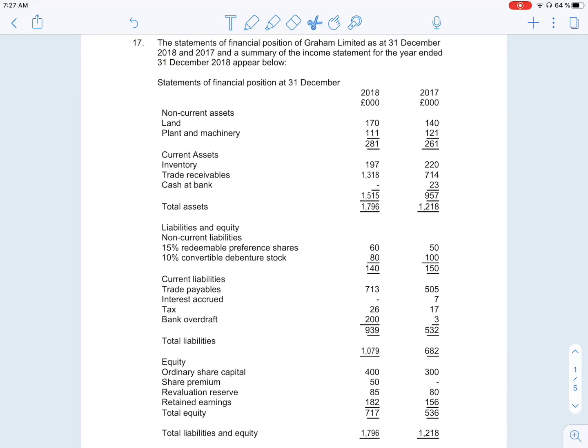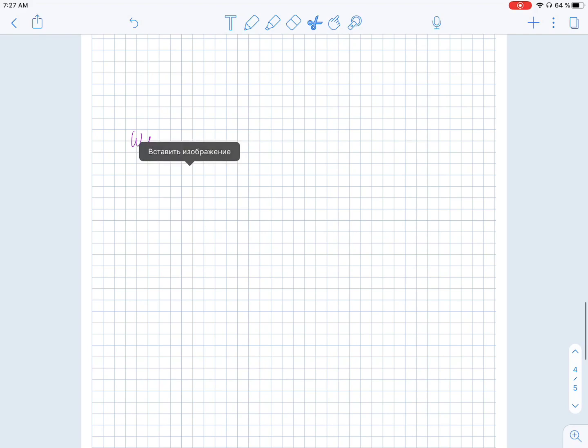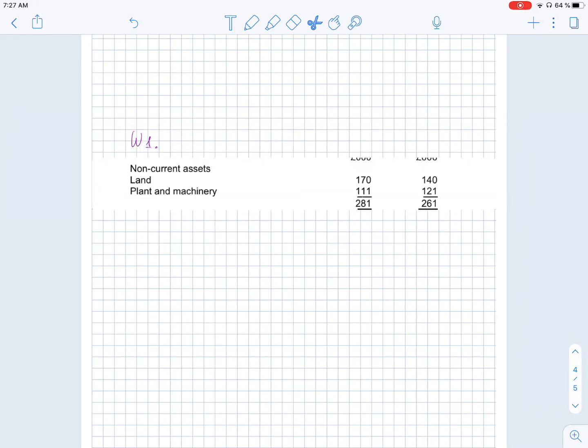So I will copy the amounts to our workings, and we'll be using those figures. This is the end of the year 2018, and this is the beginning of the year 2017.